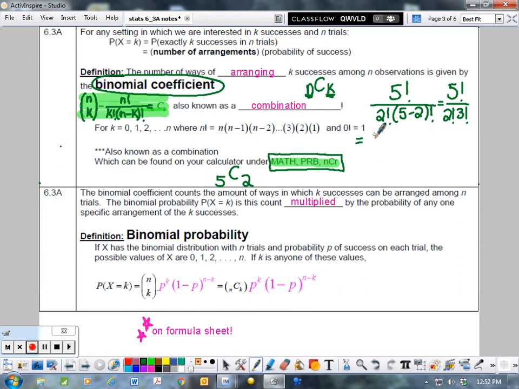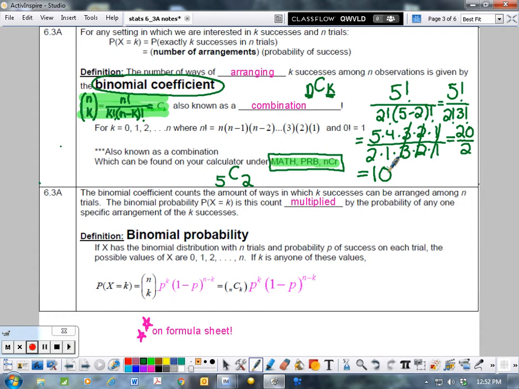So 5 factorial is really 5 times every number below it. So 5 times 4 times 3 times 2 times 1. And then 2 factorial is really 2 times 1. And that's being multiplied by 3 factorial, 3 times 2 times 1. This is the one thing I like about writing out combinations: we get a lot of canceling happening, and so it makes it easier to calculate. So what I end up with after I cancel is 20 over 2, which tells me I get 10 combinations of 2 successes.